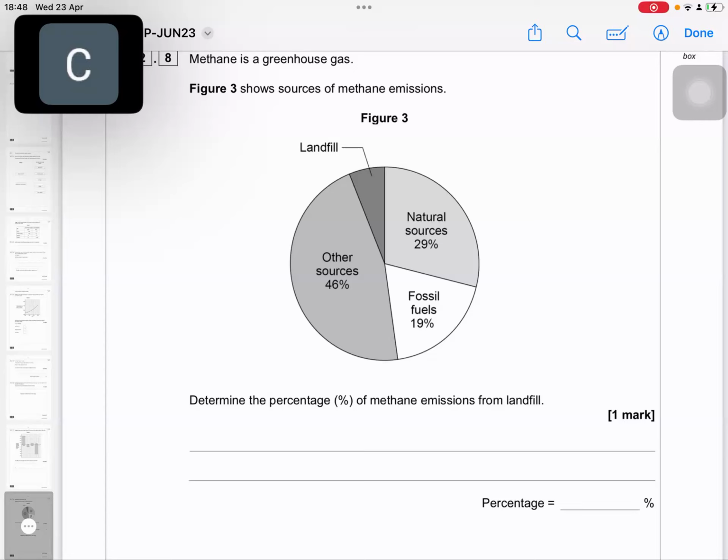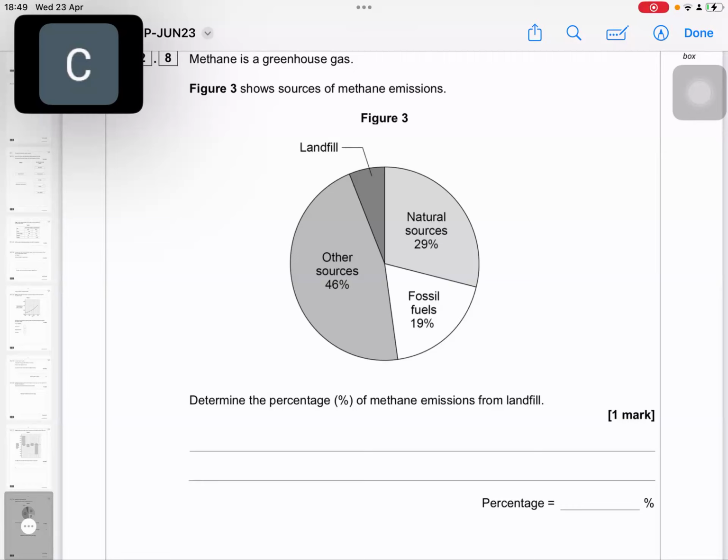It says determine the percentage of methane emissions from landfill. So how would you calculate this? Can you guess? Just add them together. Yes, you add them together and do what? Subtract from 100. Yes, exactly, because it's percentage. That's correct.